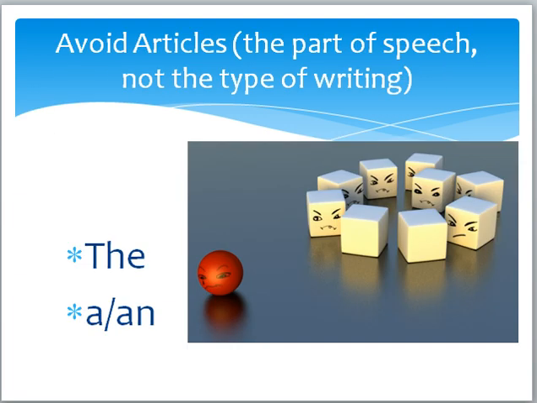Additionally, get rid of all the articles. Get rid of the, a, and an. Just don't even deal with them. Google doesn't need those in order to find what it's looking for. So if you're researching the book The Help, you can just put help and you'll get your information.